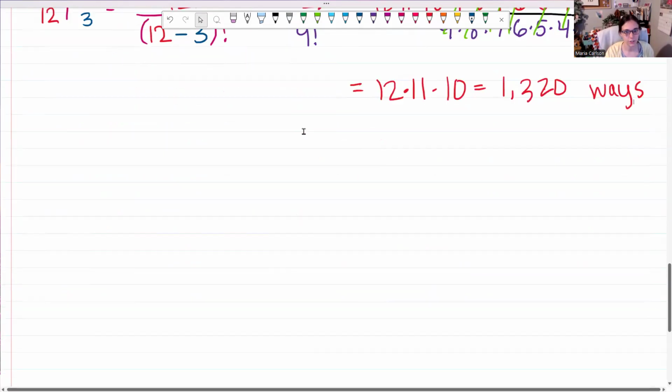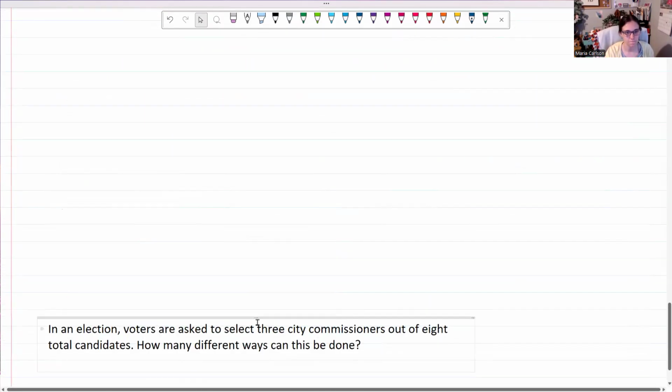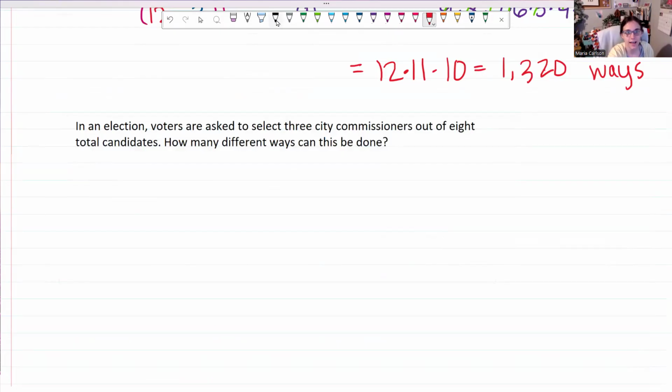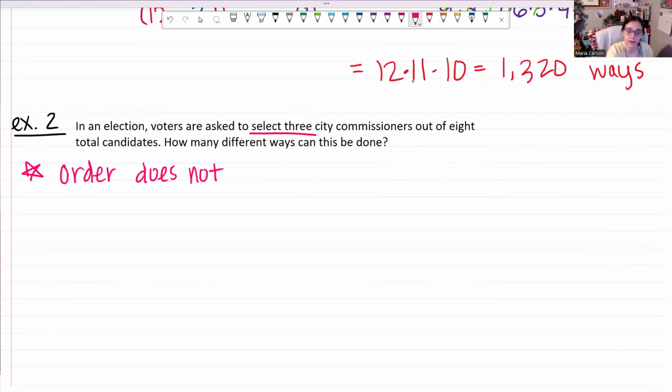All right, we're going to do one more example. So this is example 2. In an election, voters are asked to select 3 city commissioners out of 8 total candidates. How many different ways can this be done? So we're just selecting 3 out of 8, and the order here doesn't matter. Order does not matter, because if it did, they would say so.